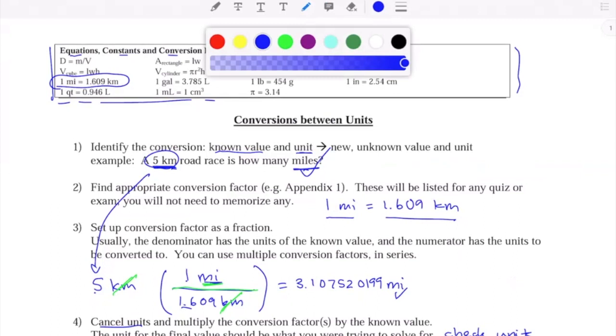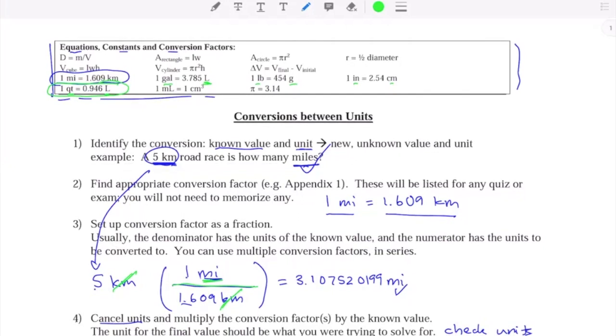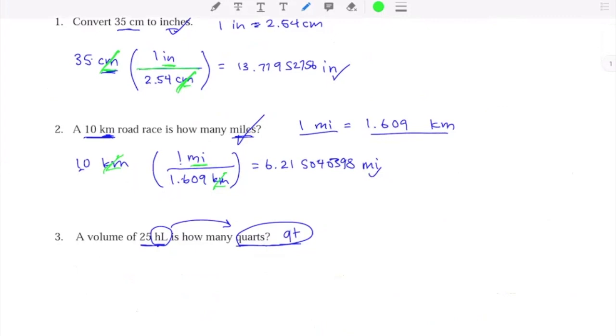So what do I see? I see that there's miles to kilometers, there's gallons to liters, that's an L, but there's no QT. Here's pounds to grams, inches to centimeters. Here's one that has QT and liters. So 1 quart equals 0.946 liters. I don't see any other options, and I'm going to write this one down because this looks like a good candidate. So that's 1 quart equals 0.946 liters.